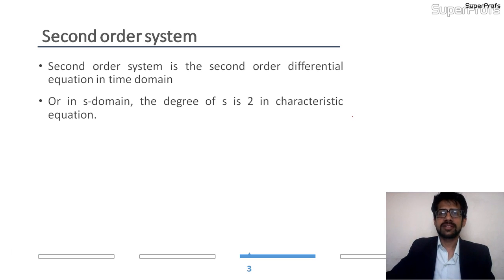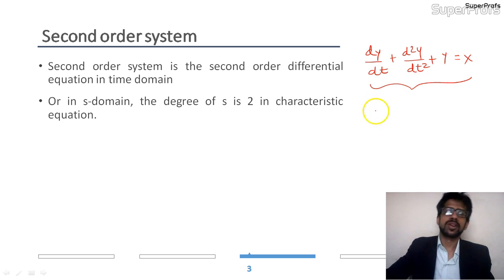As we studied in first order system, a first order system is nothing but a differential equation in first order. Similarly, a second order system is nothing but a differential equation containing a second order term. So let us say we have a system dy by dt plus d2y by dt square plus y is equal to x. So this is the example of a second order system in time domain. Taking its Laplace transform, you would find it is of the general form like this.